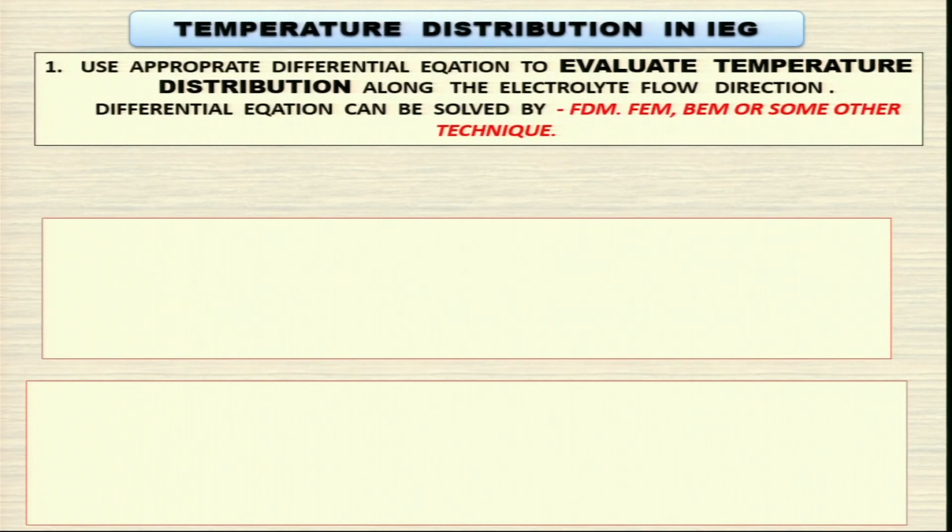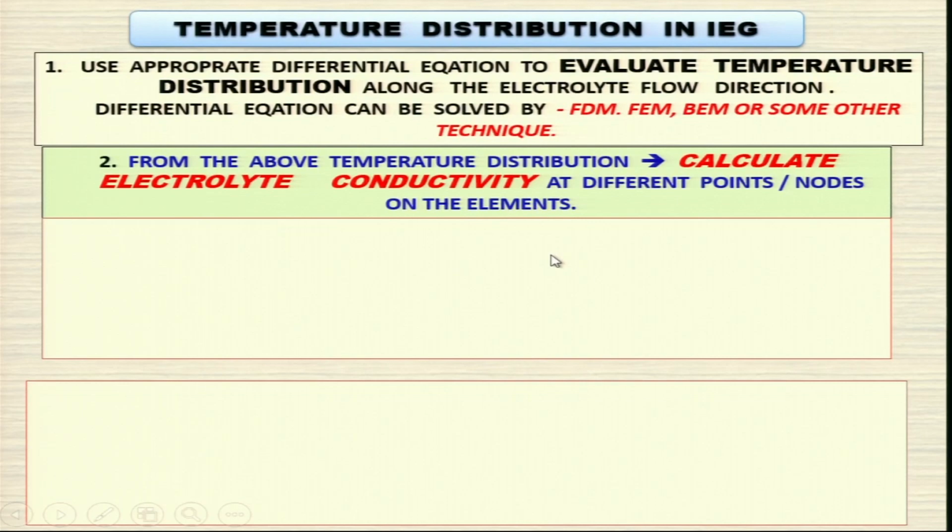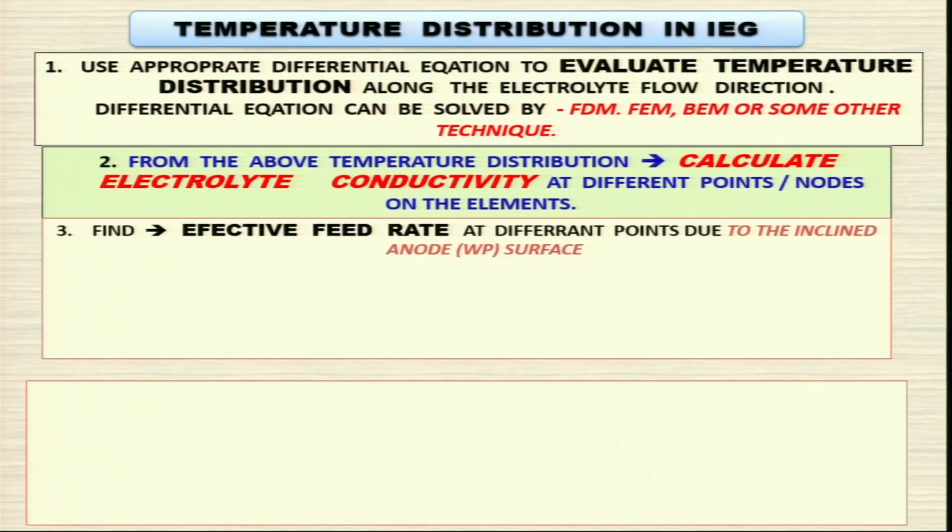Temperature distribution in the inter-electrode gap: an appropriate differential equation is used to evaluate the temperature distribution along the electrolyte flow direction. The differential equation can be solved by the finite difference method, finite element method, boundary element method or some other technique. From the above temperature distribution, calculate electrolyte conductivity at different points, nodes on the elements, as I have mentioned in an earlier slide also. Find the effective feed rate at different points due to the inclined anode surface.